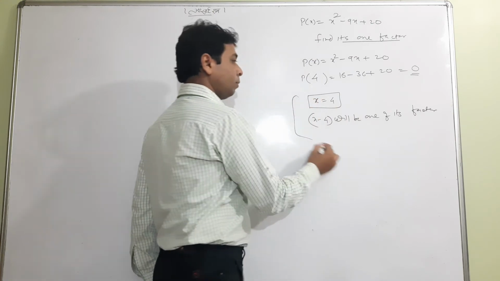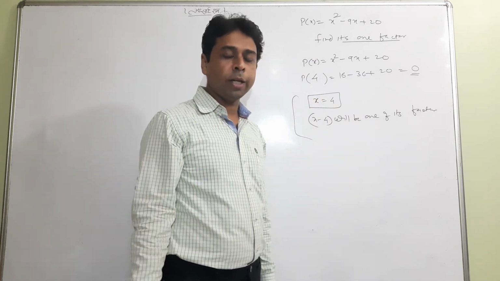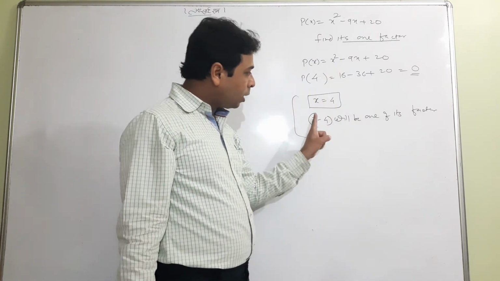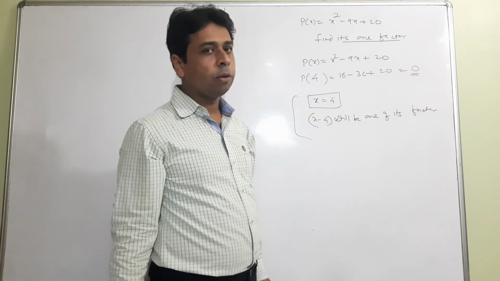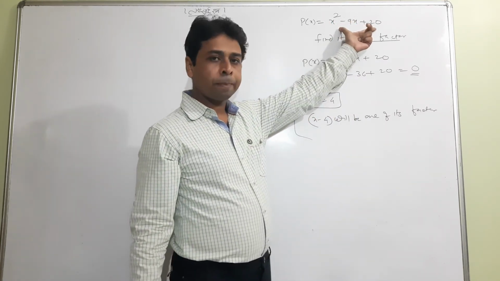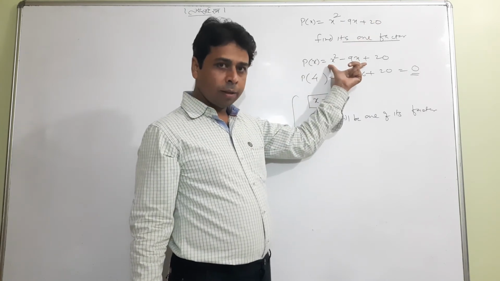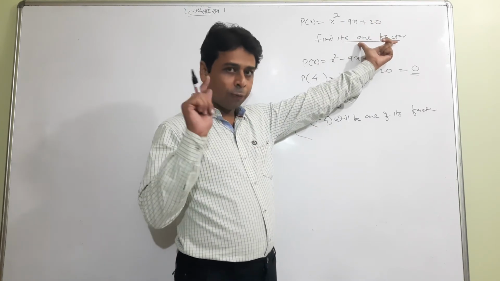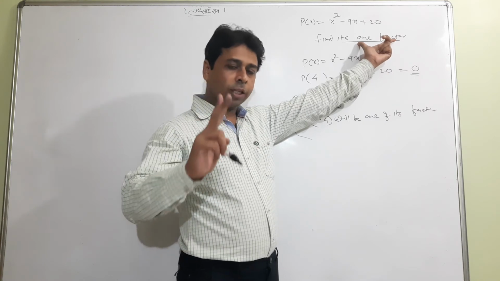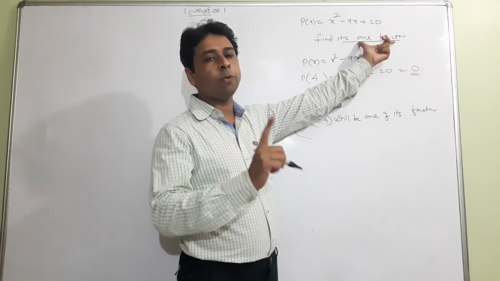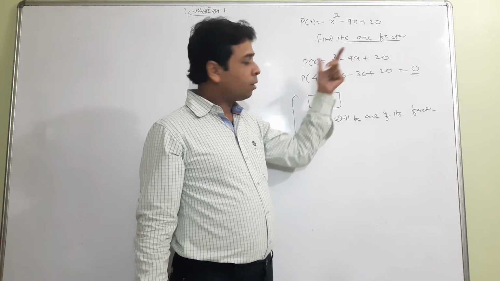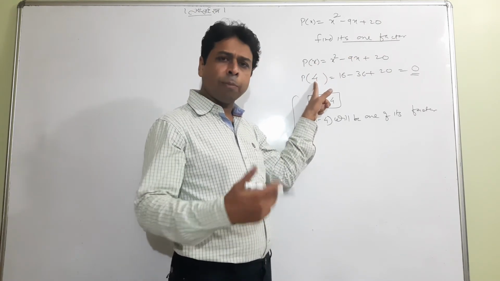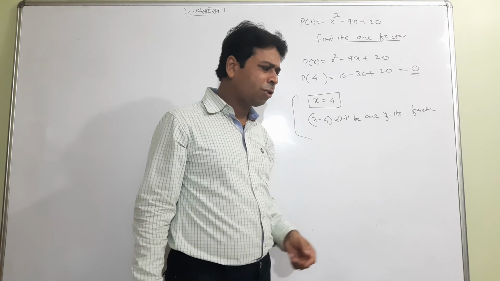Look again and try to understand what I am telling you. X minus 4 will be one of its factors. How did we get the factor? Look again. This was a polynomial. I wanted to know even one factor. We know that it has two factors, but I want one factor. So I wrote it here. We have chosen x equal to some value. It's a trial and error method.